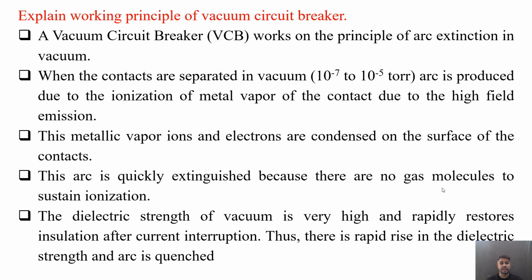These metallic vapor ions and electrons are condensed on the surface of the contacts. This arc is quickly extinguished because there are no gas molecules to sustain the ionization. The dielectric strength of the vacuum is very high and rapidly restores insulation after the current interruption. Thus, there is rapid rise in the dielectric strength and arc is thus quenched. So this is the basic working principle of vacuum circuit breaker, in which the arc is extinguished in the medium, that is in the vacuum.